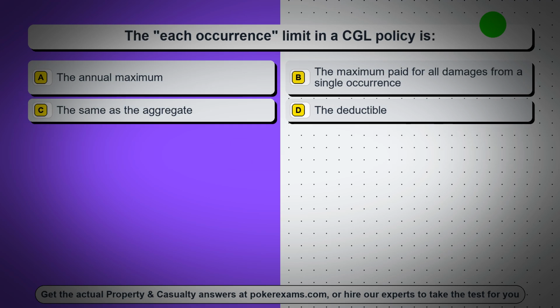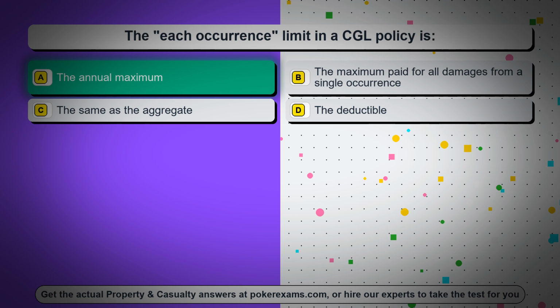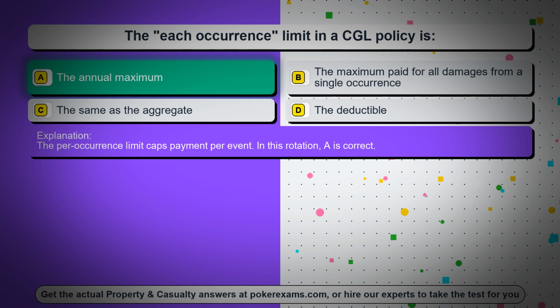Question 35. The each occurrence limit in a CGL policy is: option A, the annual maximum, option B, the maximum paid for all damages from a single occurrence, option C, the same as the aggregate, option D, the deductible. The correct answer is option A, the annual maximum. The per occurrence limit caps payment per event. In this rotation, A is correct.